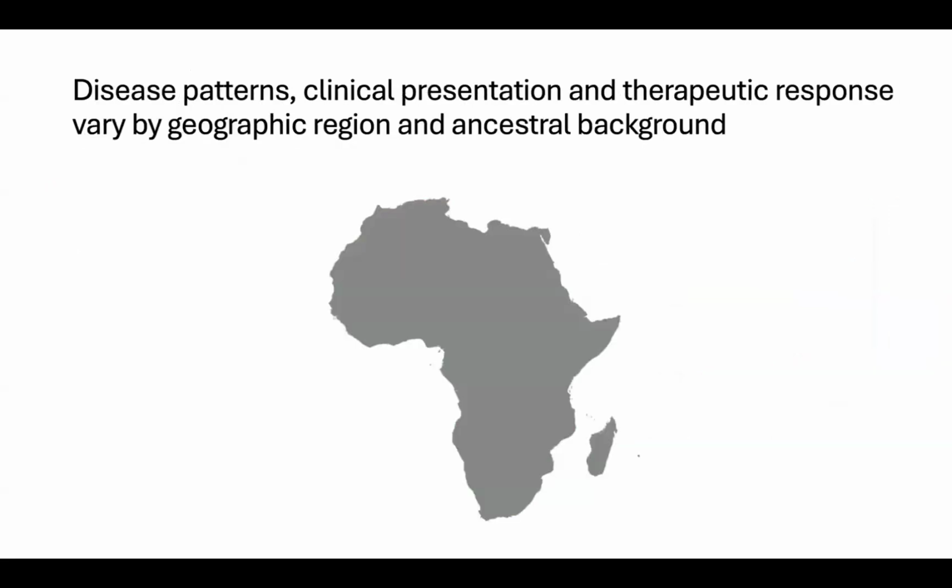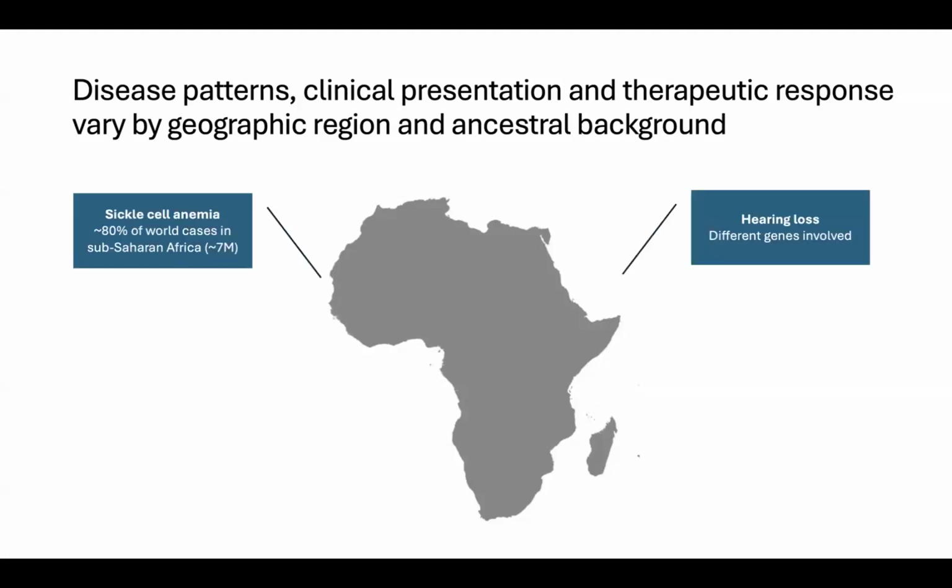So we do know that disease patterns, clinical presentation, responses to drugs vary by geographic region and ancestral background. And although people often think of this in the context of the world, it's also true in the context of Africa. Let's think, for example, about sickle cell anemia. So about 80% of the cases of sickle cell anemia occur in sub-Saharan Africa, and it affects 7 million people. That is astounding. So where is the research going to be done on sickle cell anemia?